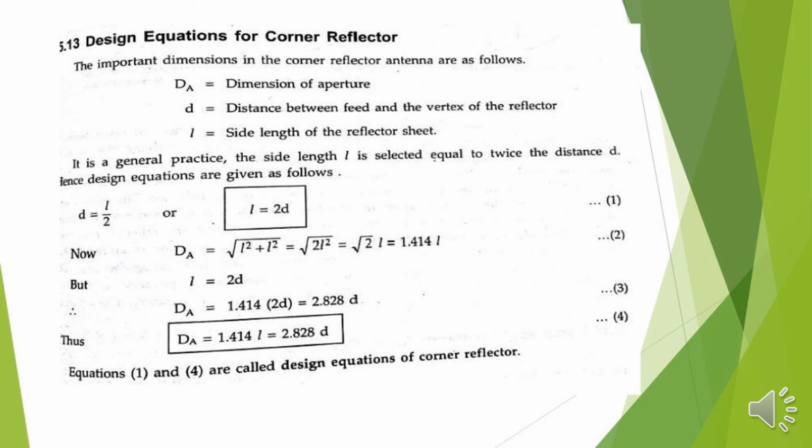So we can use equations 1 and 4 to design the corner reflector antenna, and these two equations are called the design equations of the corner reflector.